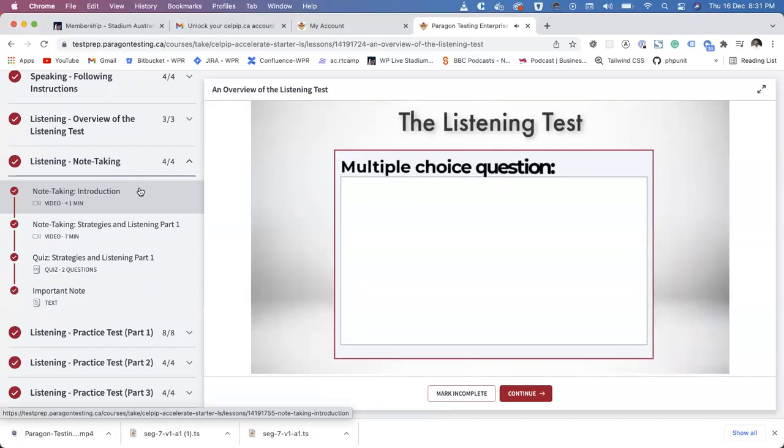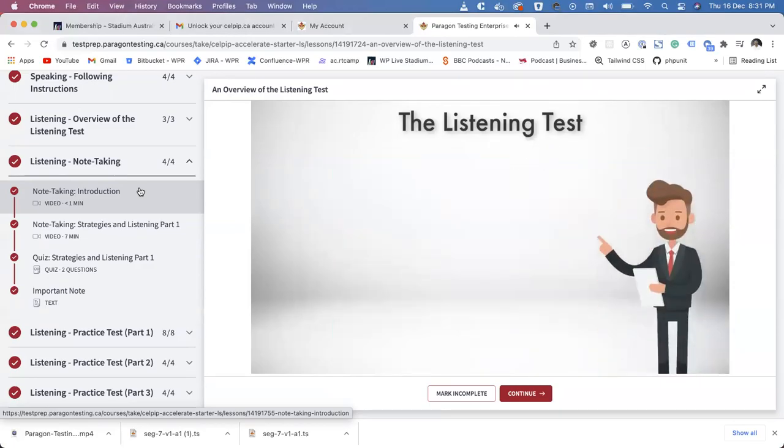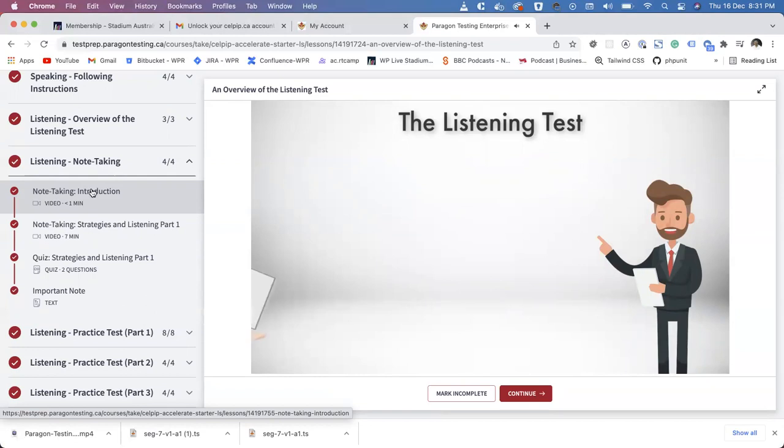If you have any time left over after answering a question, you might want to use it to check over your answer. And lastly, you'll hear all the audio only once, so be sure to pay attention. To help you out with this, you'll be given note paper and a pen during the test. You don't have to use them, but making notes, especially during the tougher listening parts, might really help. This was just a quick overview of the listening test.